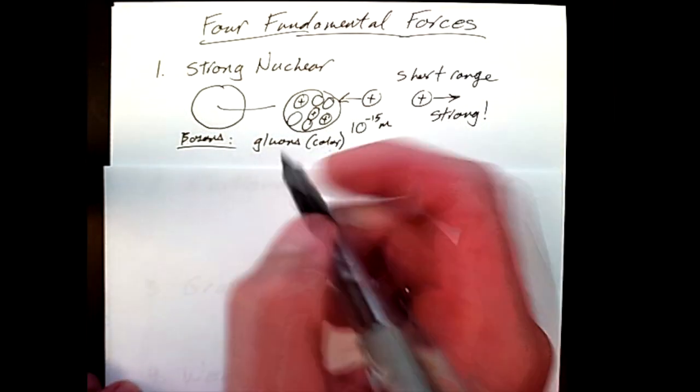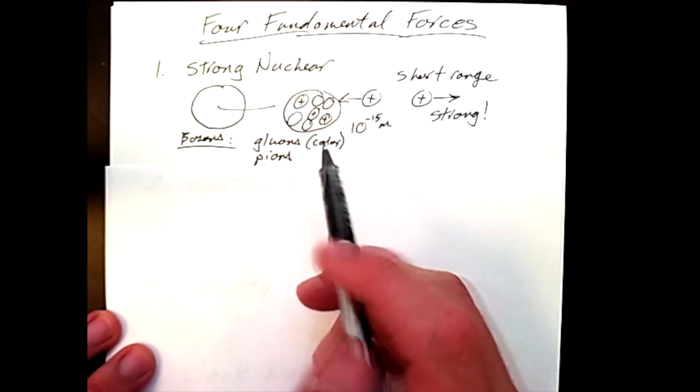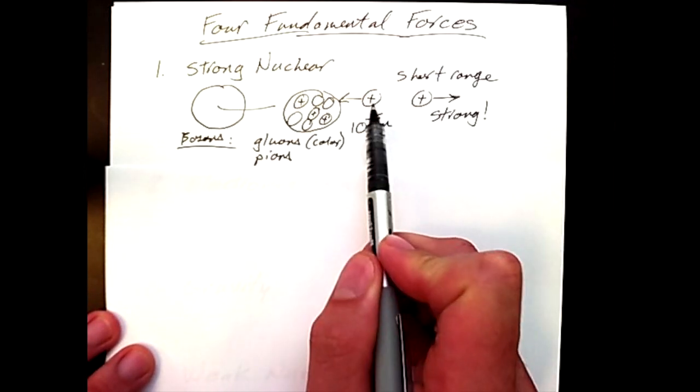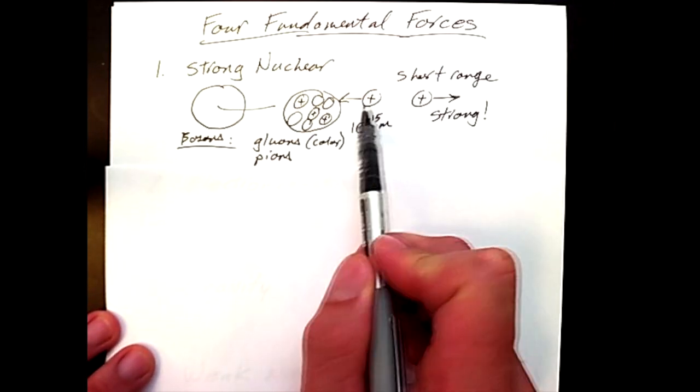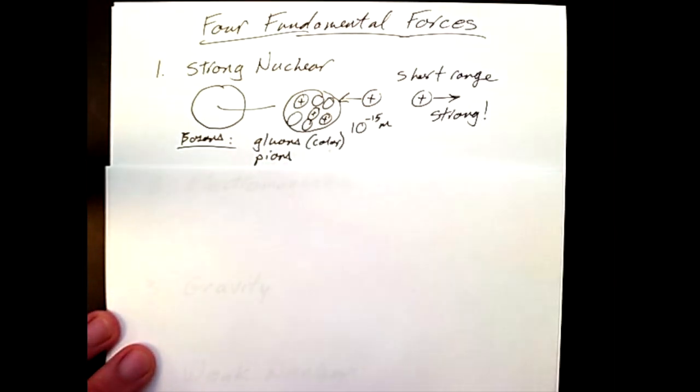And then, of course, pions are a secondary characteristic that would act outside of the individual quark, or outside of the individual protons and neutrons, but within the nucleus, acting to hold the protons and neutrons together. And so strong nuclear force has two force carriers doing similar jobs at a remarkably strong strength.